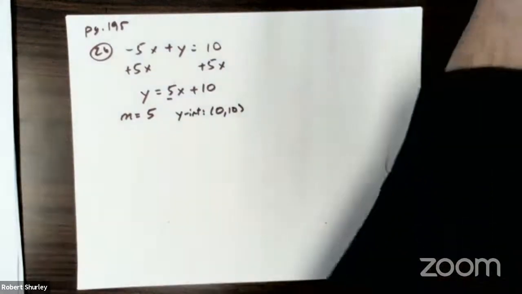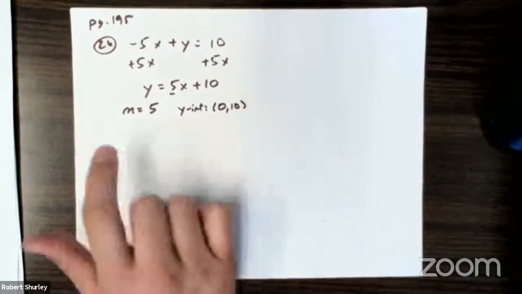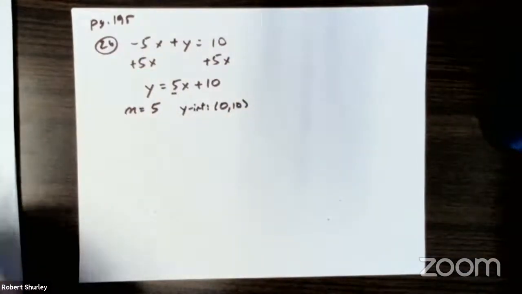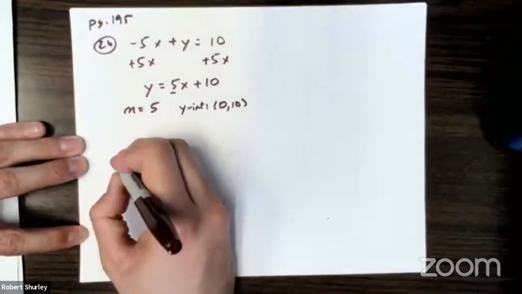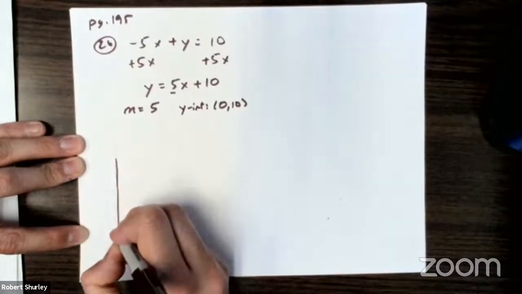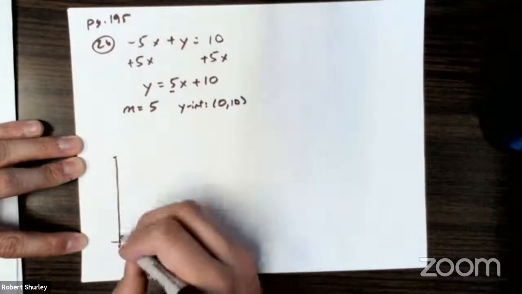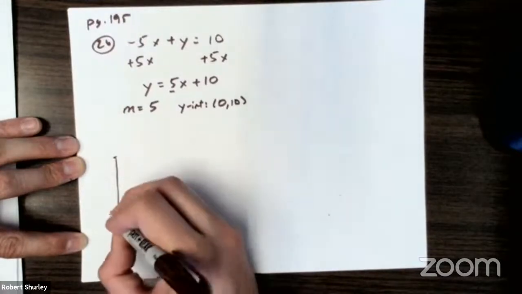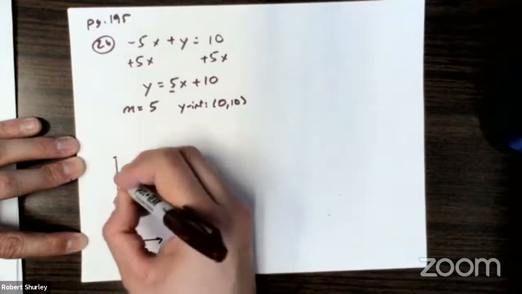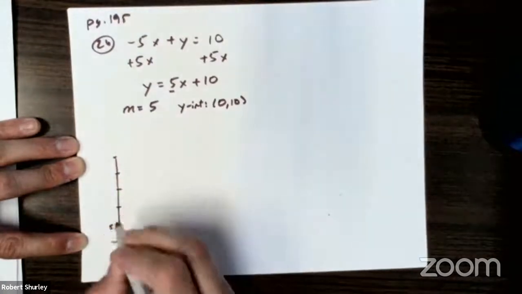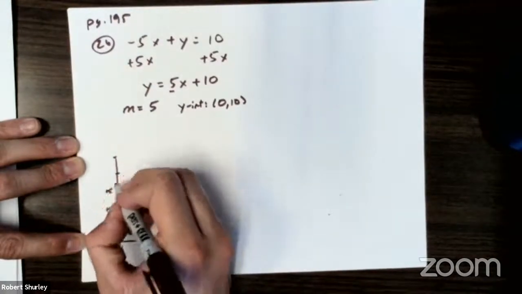Okay, let's graph this one. Now look, we're going to have to start up at 5, and then we go up 5 and over 1. So I'm going to start kind of really high on the graph. We'll go by 10s. How about that? We're going to go 5, 10, 15, 20.